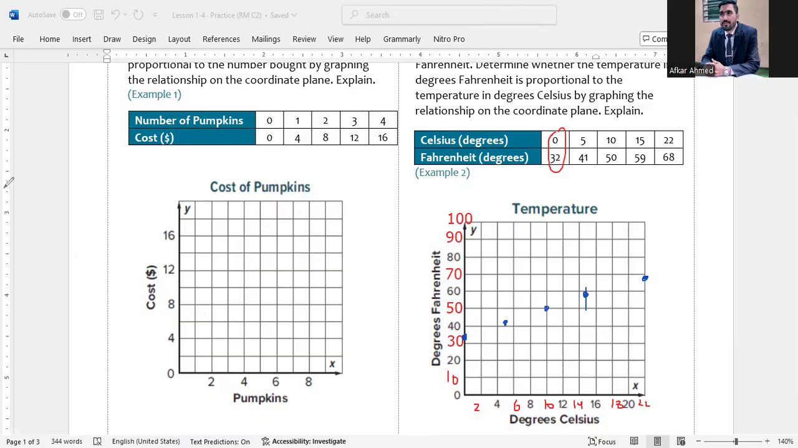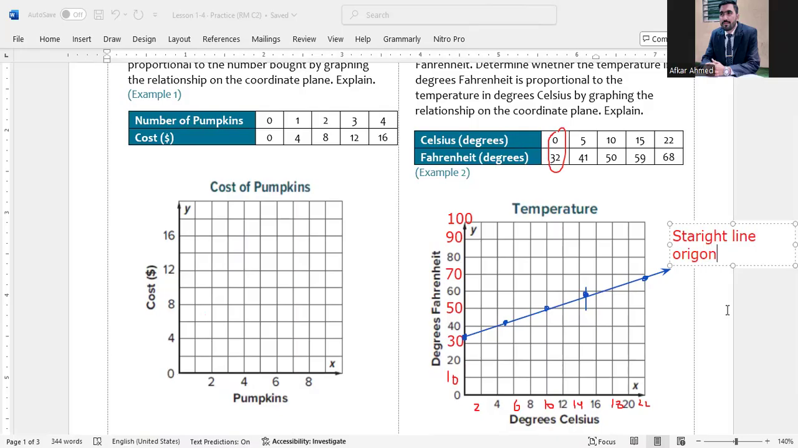The last step is to just draw the line. And to draw the line, I'm drawing here, joining all the points. There is the line. Now we discussed the two conditions there should be if it's a proportional relation. Number one is a straight line. And then passing through the origin.